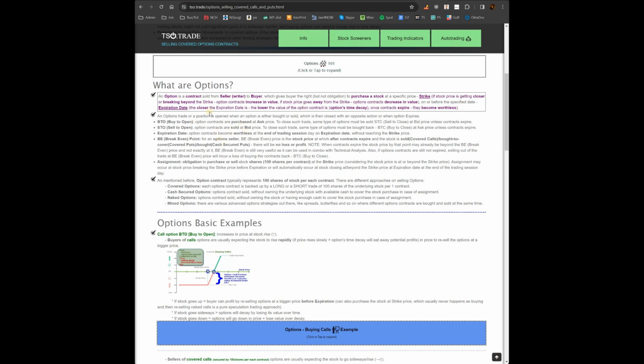So an option is a contract sold from a seller, who is sometimes called a writer, to a buyer, which gives the buyer the right but not the obligation to purchase a stock at a specific price, which is the strike. Now, once the options are sold, if the stock price is getting closer to or breaking beyond the strike, option contracts increase in value. If the stock price goes away from the strike, option contracts decrease in value.